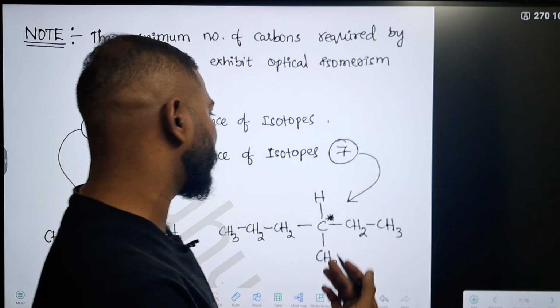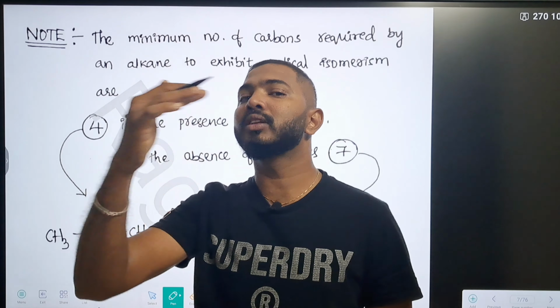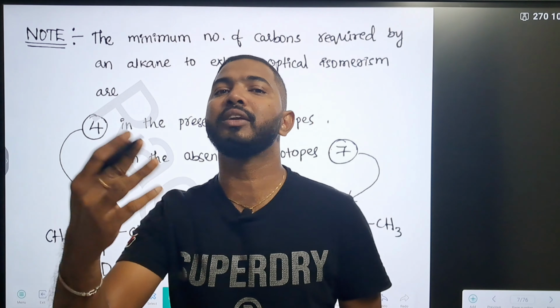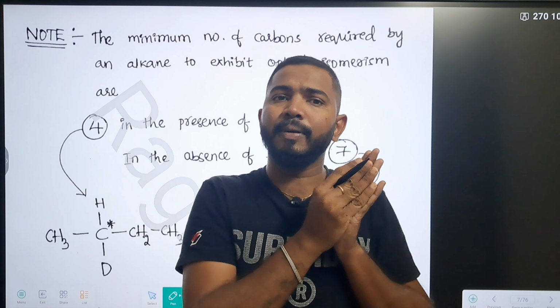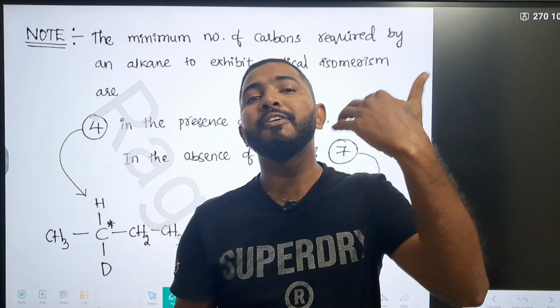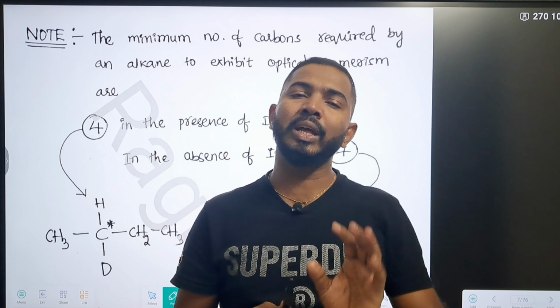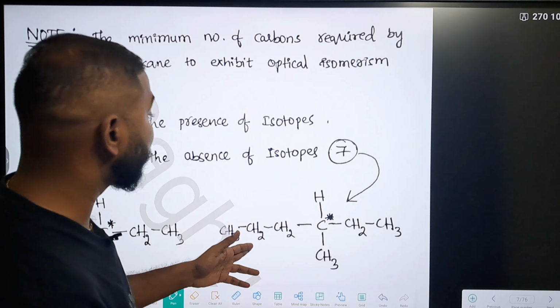optical isomers is going to be 7. But if we consider the isotopes also, then it is going to be less. So generally, in terms of alkanes, if you don't consider their isotopes, then the minimum number of carbons is going to be 7. How, sir? Yes, if you take this.